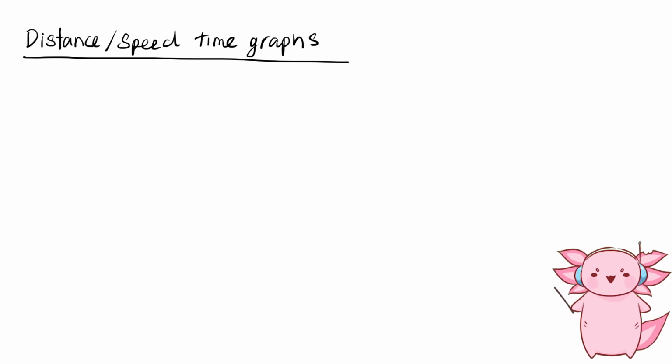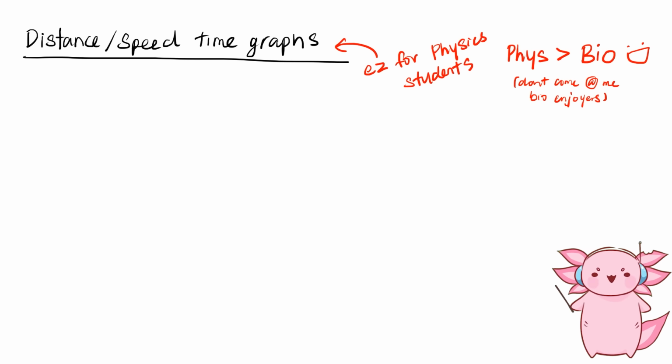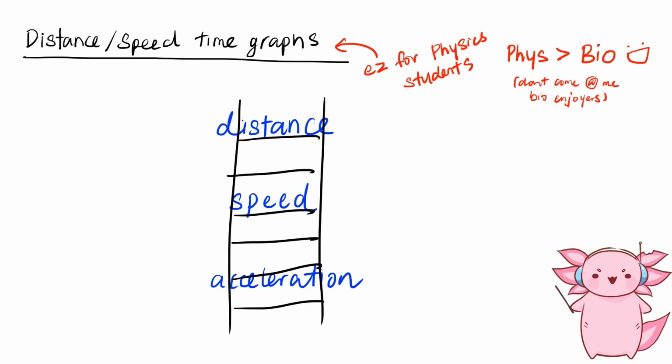Trust me when I say that this topic is really easy if you study physics, because it's basically the same thing. For math, taking physics is better than bio. There, I said it, okay? Now imagine if you have a distance, speed, and acceleration ladder like this.